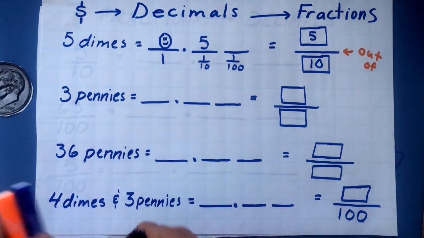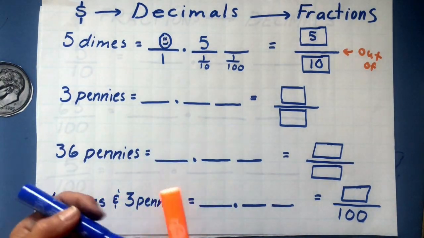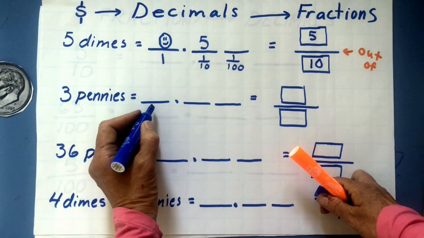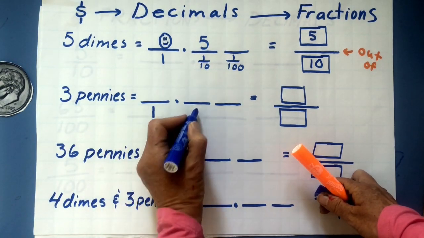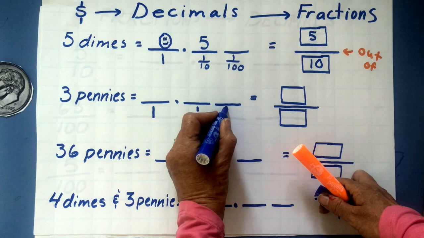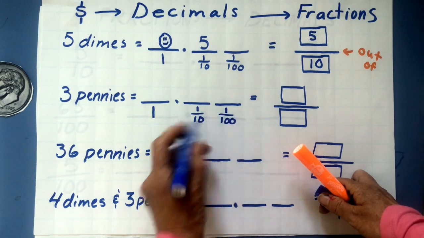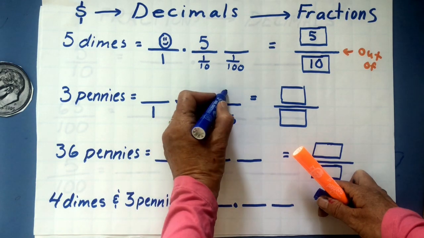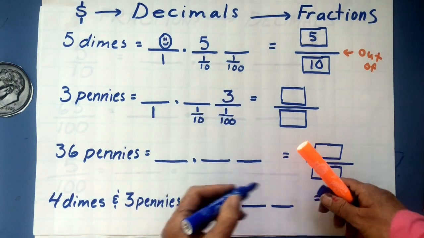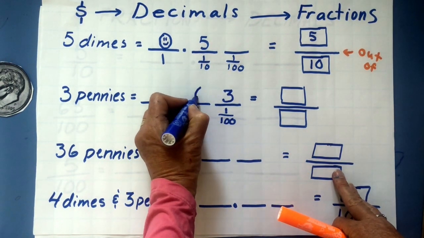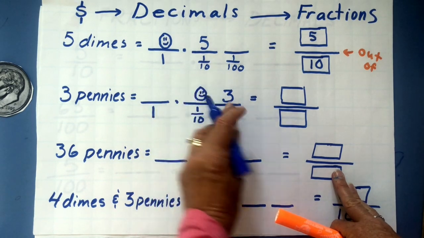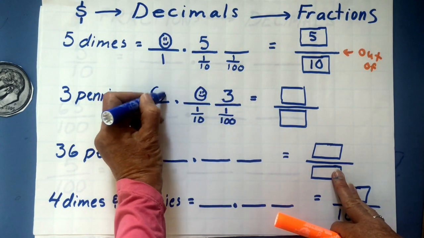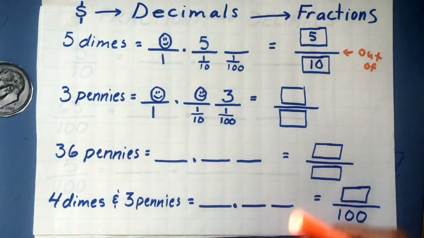Now let's do the pennies. Okay. So I'm going to do my place value chart. This is the ones, this is the tenths, this is the hundredths. And I know it takes 100 pennies to make $1, so I have 3 out of the 100. Now I'm going to need my placeholders here, because if I don't have them, this will slide back. So my little placeholders. Okay.